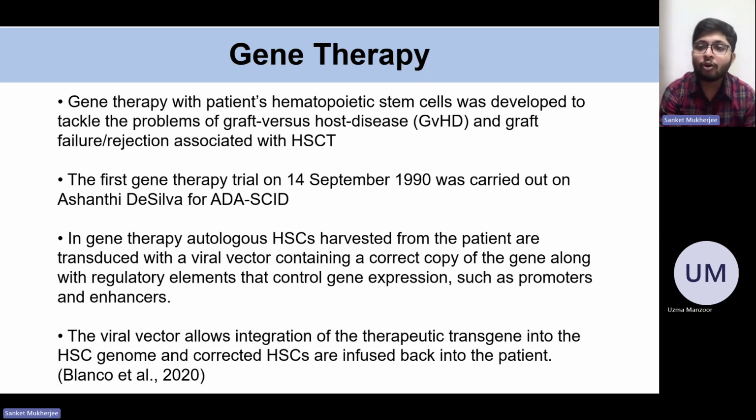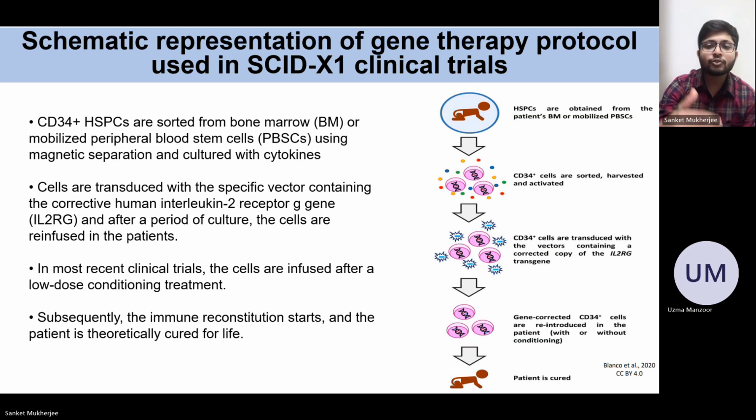Now, in gene therapy, autologous hematopoietic stem cells are harvested from the patients and transduced with a viral vector that contains a correct copy of the gene along with the regulatory elements that control gene expression, such as promoter and enhancer. So the viral vector allows the integration of the therapeutic transgene into the hematopoietic stem cell genome, and corrected hematopoietic stem cells are infused back to the patient, right? So that's the idea.